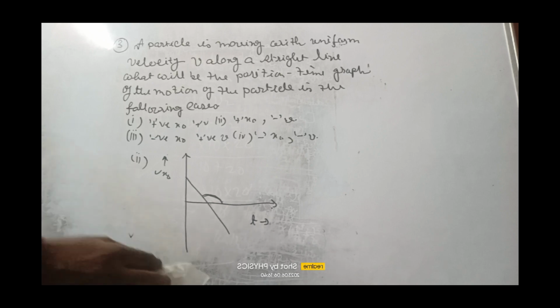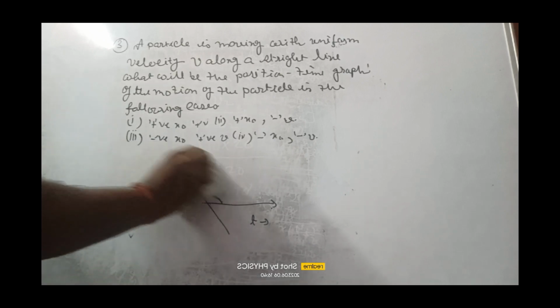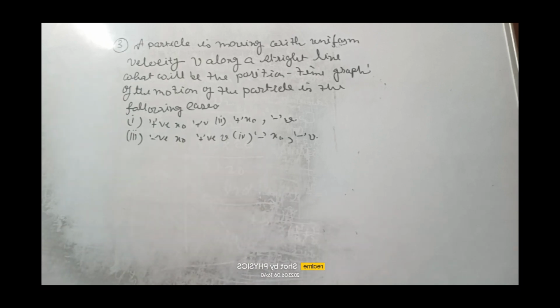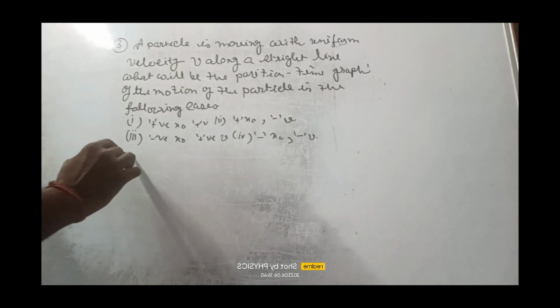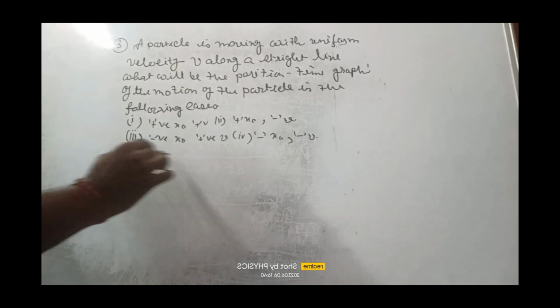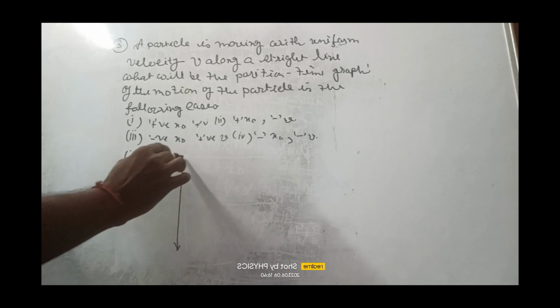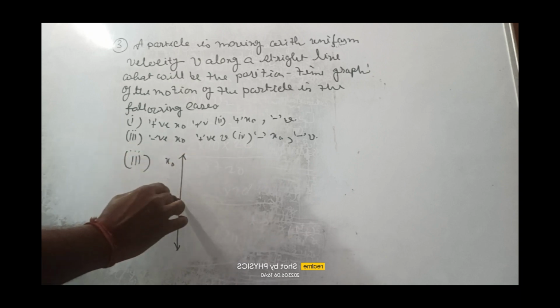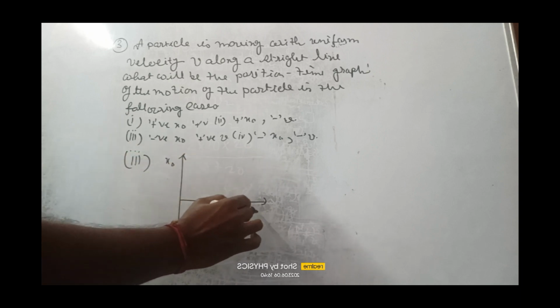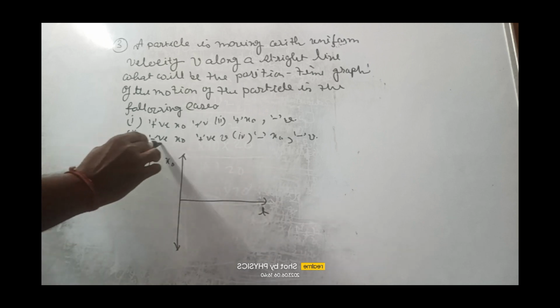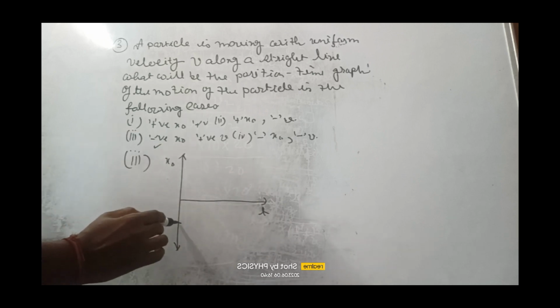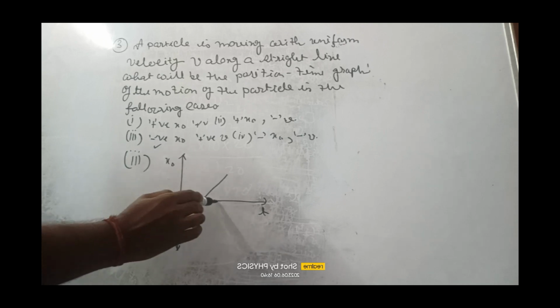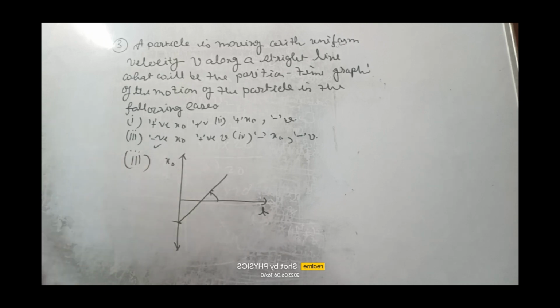Now let's move to the third case. This is x0, this is time t. Negative x0 means here, and positive velocity, that is the slope will be an acute angle. So this is the third case.